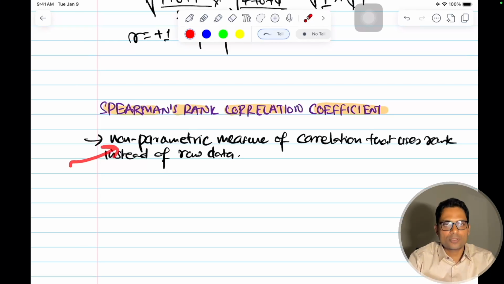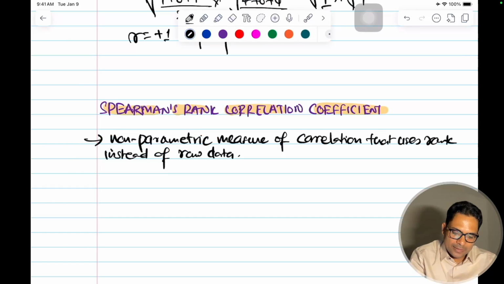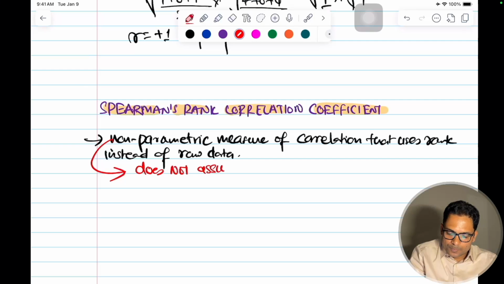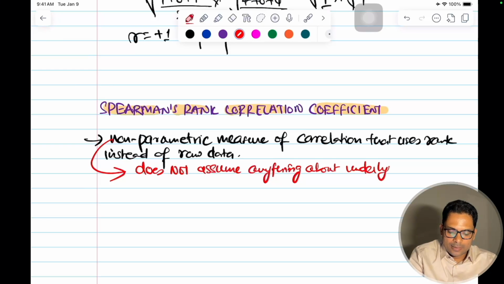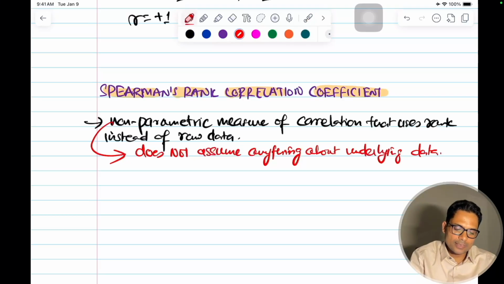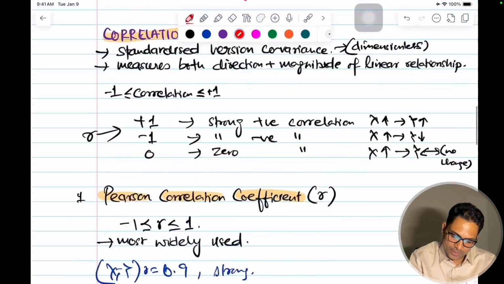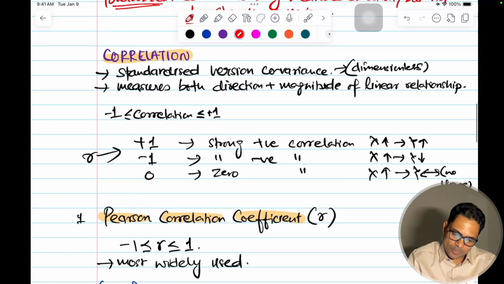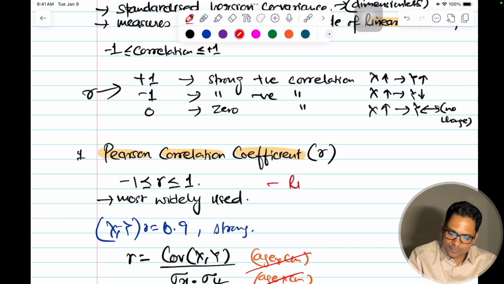I'll talk about this again and again so that it becomes very clear in your head when it is parametric or non-parametric. Non-parametric means it does not assume anything about the underlying data. Simple. Whenever I talk about this, that's what it means. And Pearson is for a linear relationship. I have mentioned that somewhere. Even this is for measuring a linear relationship.